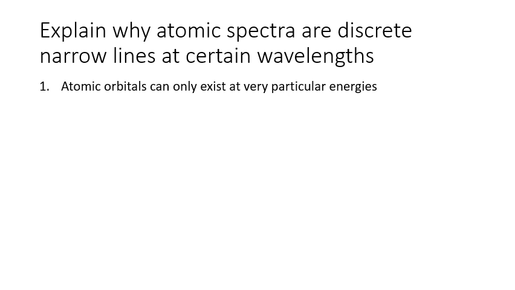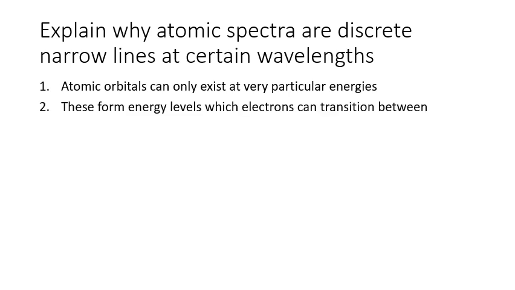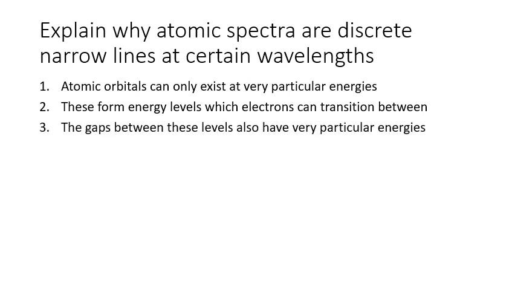Atomic orbitals can only exist at particular energies. That's the Bohr model of the atom. Atomic orbitals can only exist at very particular energies. These form energy levels which the electrons can transition between. The gaps between the levels are also at very particular energies. If the levels themselves are particular, then the gaps between the levels are particular. Seemed unnecessary, but you have to say that.